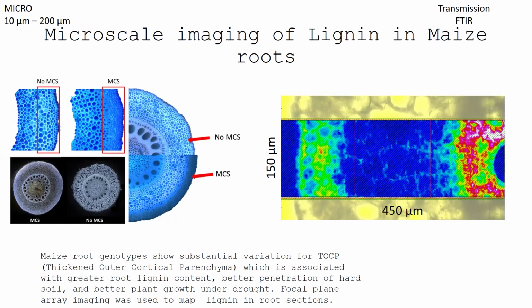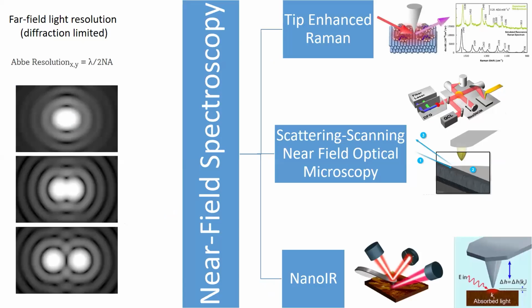And with the FTIR, our resolution is a little bit larger. So it's on the 10 micron to 200 micron length scale compared to the Raman. That's because the wavelength of light that we're using is in the infrared, so it's a longer wavelength. So our spatial resolution is not quite as good as what we can achieve in the visible. But I'll show you in a little bit ways to get around that. And that's what I'm going to show here.